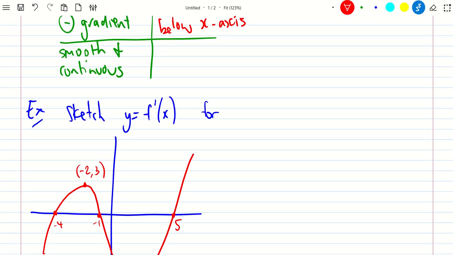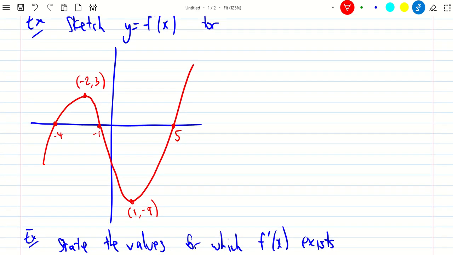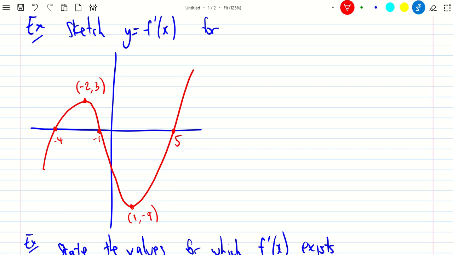So let's have a look at this. I'm not forgetting about that last thing, by the way. I'll come back to it. Okay, so we're asked to sketch the gradient function for this particular function. And I just noticed I didn't actually label this, but this is y equals f of x there, okay? So there's that function there.